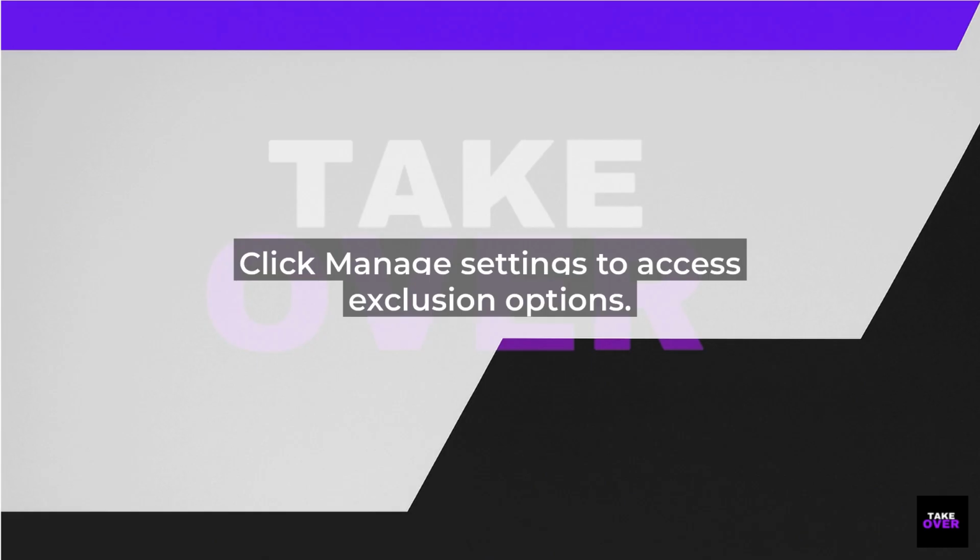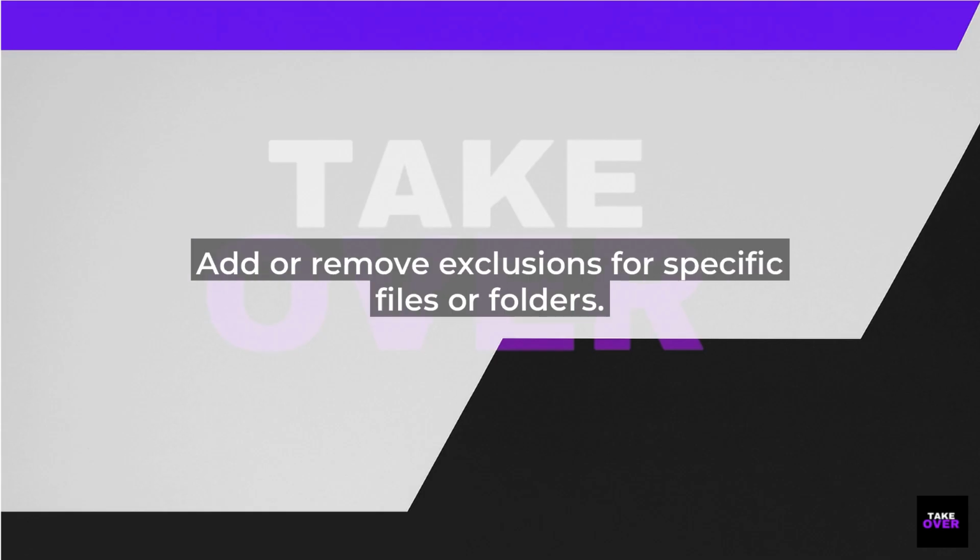Next, under Virus and Threat Protection, click on Manage Settings. Here, you'll find options for exclusions, the key to whitelisting. Exclusions tell Windows Defender to ignore specific files or programs. Scroll down and select Add or Remove Exclusions.